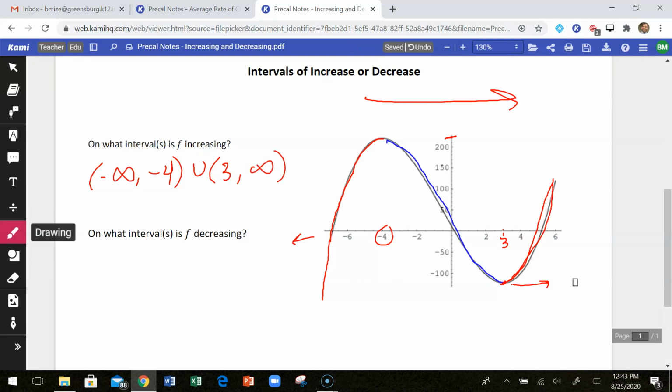And then when is it decreasing? Well, it's decreasing in between there, right? It's decreasing from an x-coordinate of -4 to an x-coordinate of 3. Over that interval, your graph is going down. So it decreases from -4 to 3. Okay? Make sure you know how to write those intervals.